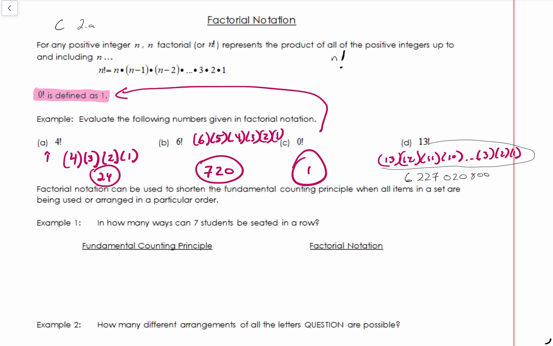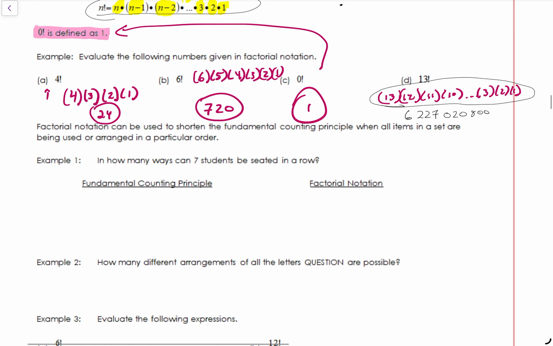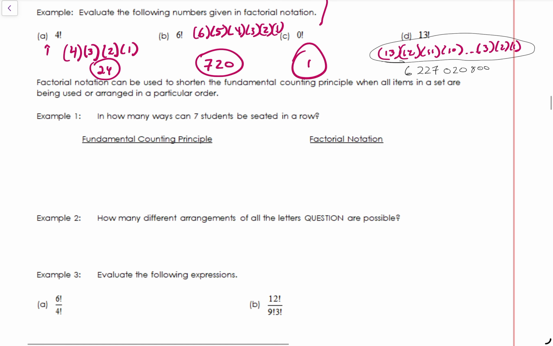Now, take a look at the way that I wrote it here. I've tried to resemble it so that it looks like up there. At a certain point, you kind of get tired of writing your factors: n, and then the number 1 less, the number 2 less than n, and then you're like, I'm tired, and then finally 3, 2, 1. All right. So factorial notation can be used to shorten the fundamental counting principle when all items in a set are being used or arranged in a particular order.